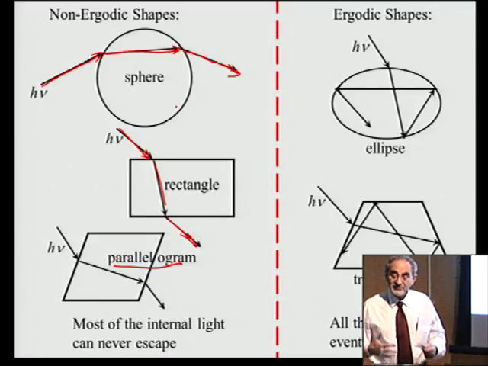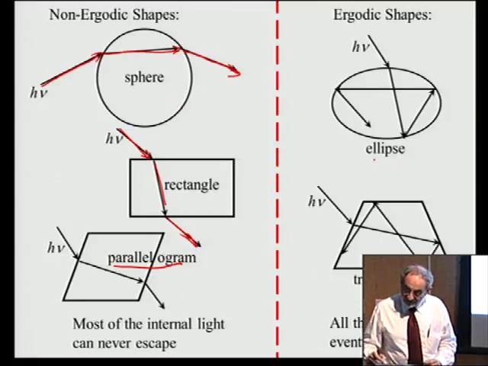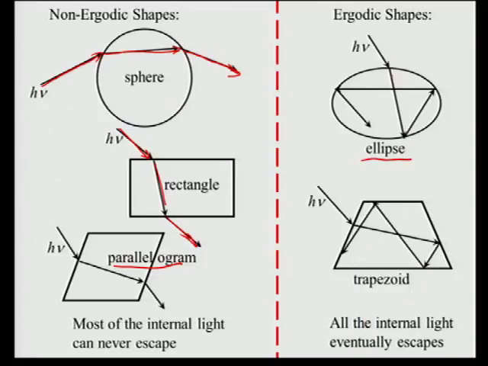And these are shapes that do trap light and that are ergodic. So for example, unlike the sphere, if you have an ellipsoid, actually it does randomize the light direction so that it is ergodic. You will eventually explore the full internal phase space. You'll get all the internal angles. The light will get trapped. You'll have a much more efficient solar cell and a much more efficient LED.